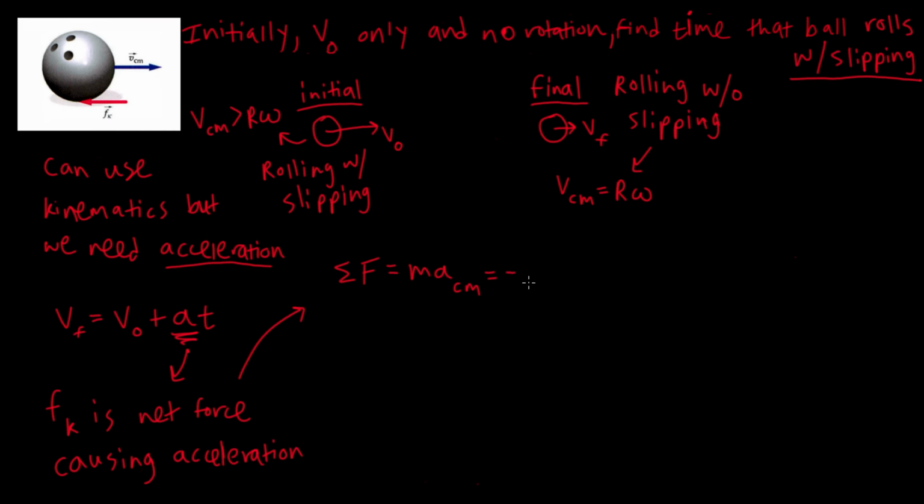And since the force of kinetic friction points in the opposite direction to the motion of the bowling ball, we would have to put a negative sign in front of this. The force of kinetic friction is slowing down the bowling ball, opposing its velocity. That's why we put a negative sign: the frictional force is opposing the motion of the bowling ball.